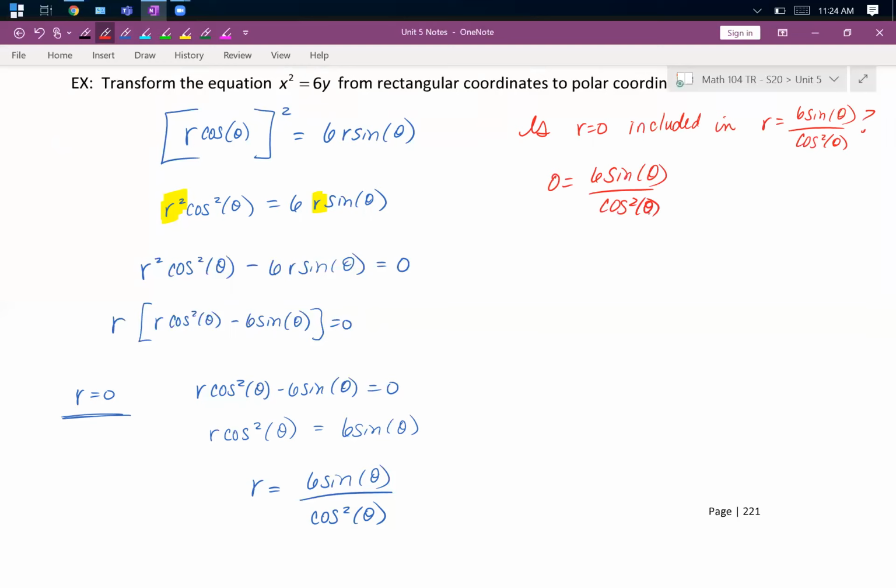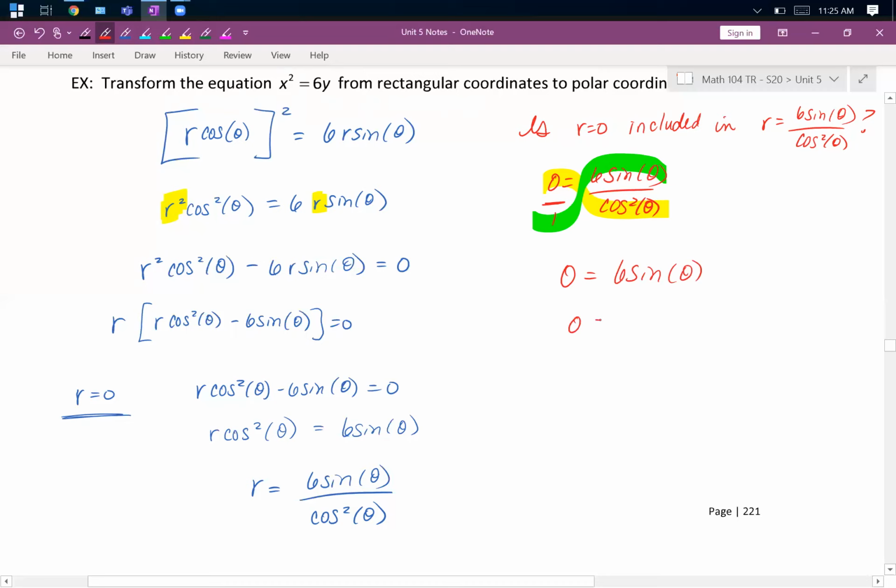Well, how do I show that r equals 0 is included? If, when I set it equal to 0, I can obtain a solution. I don't even care what the solution is. As long as I don't get no solution, that tells me that r equals 0 lives inside that other equation. So I'm going to cross multiply here. Zero times cosine is 0. 1 times 6 sine is 6 sine. And we're solving for theta. We'll divide by 6, and then we'll inverse sine.